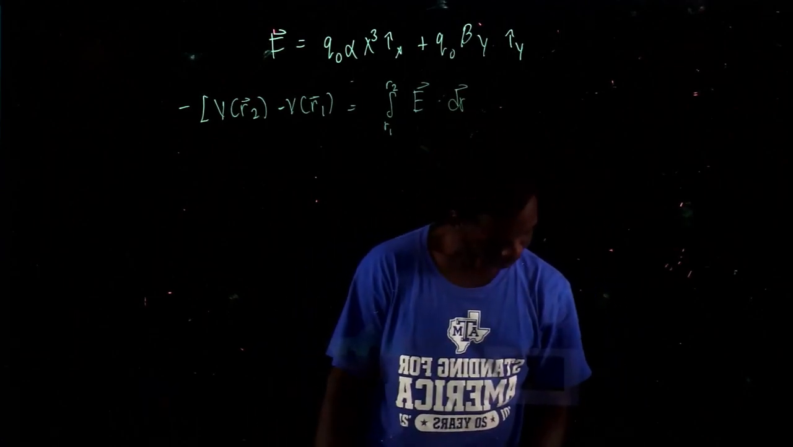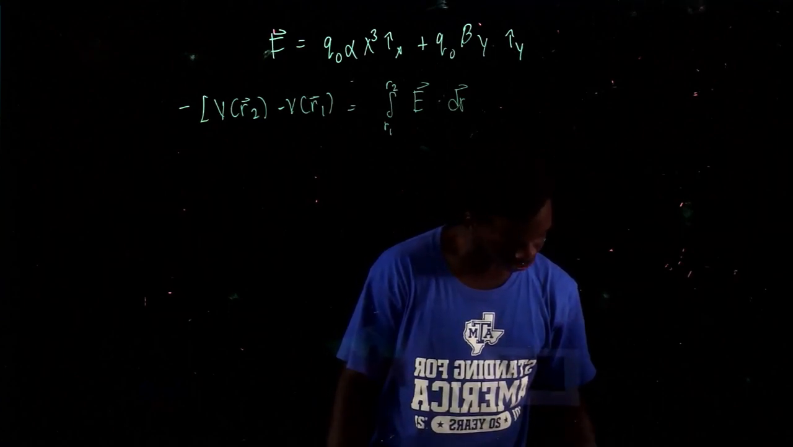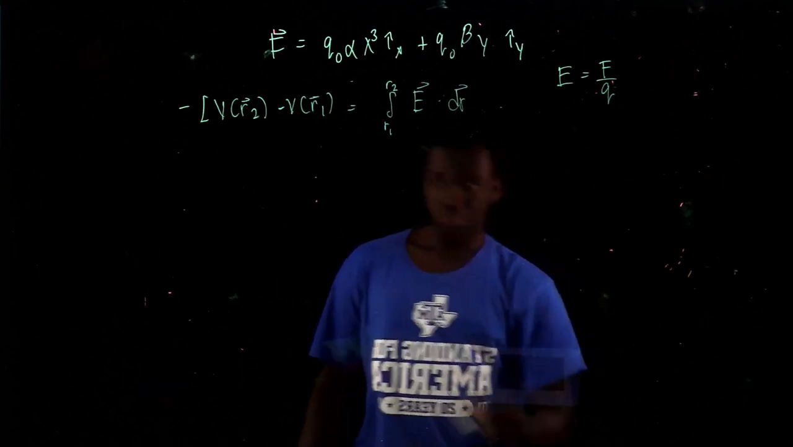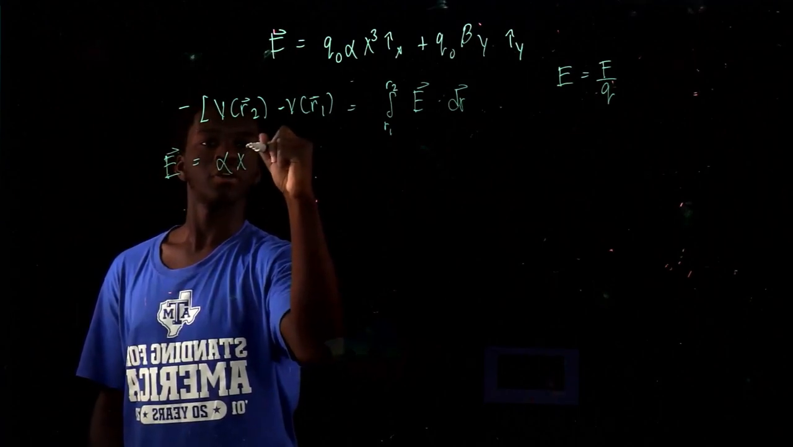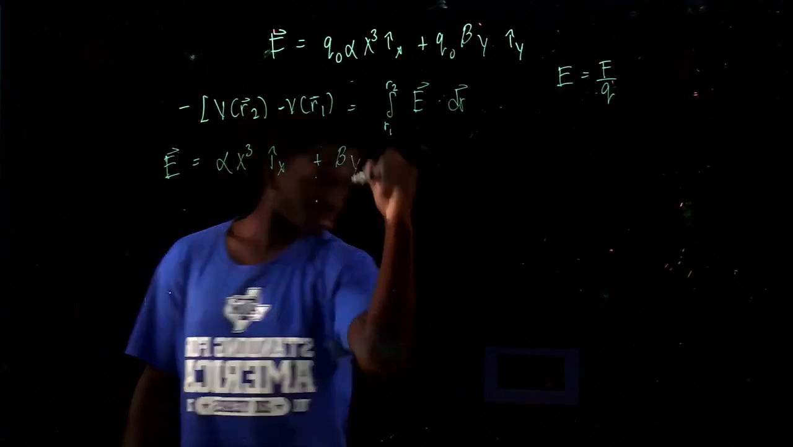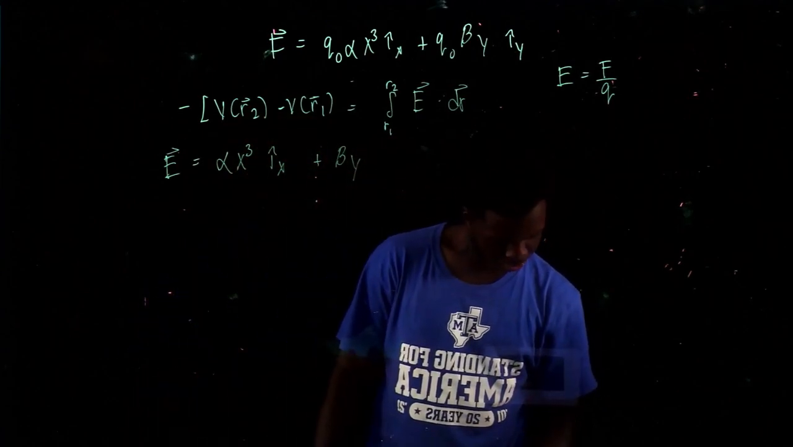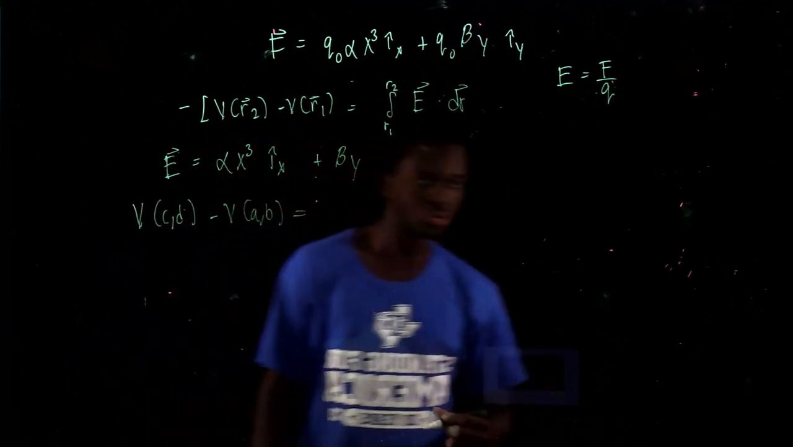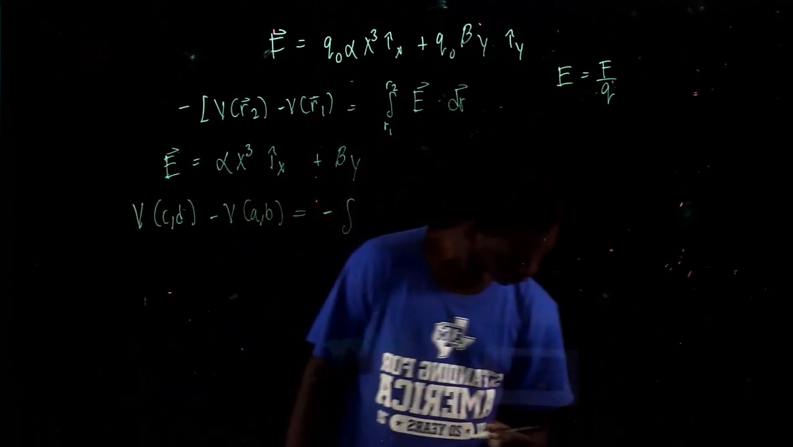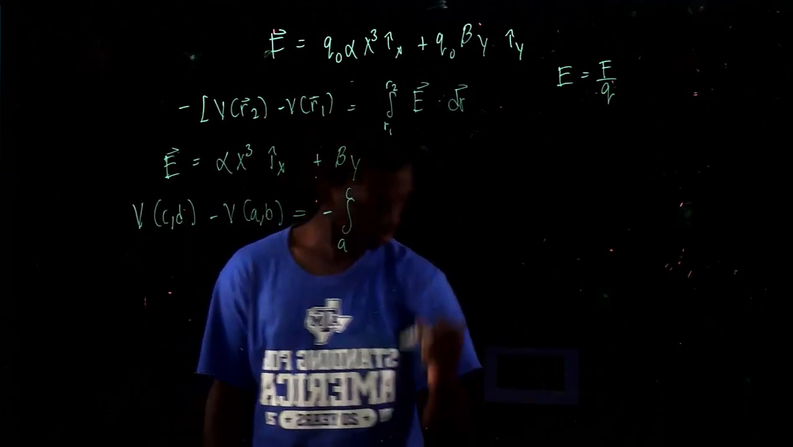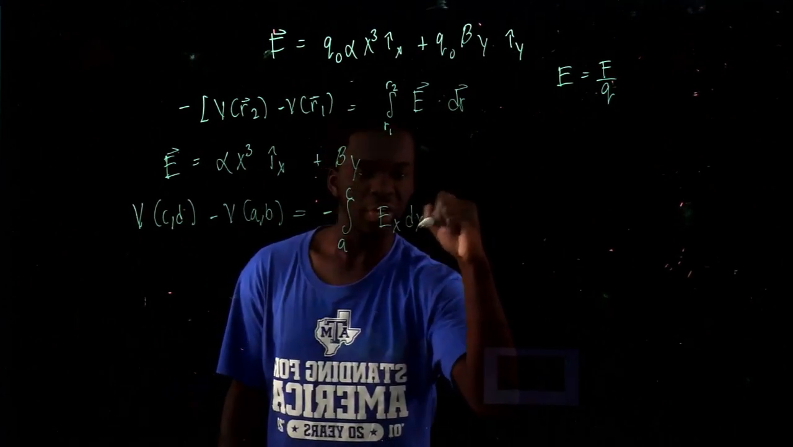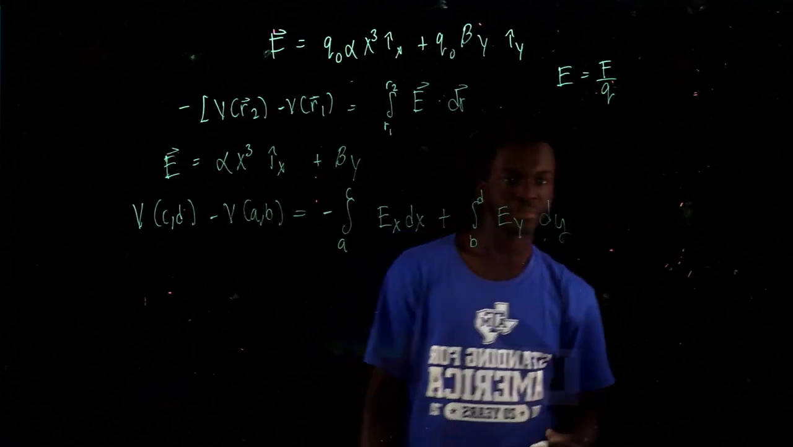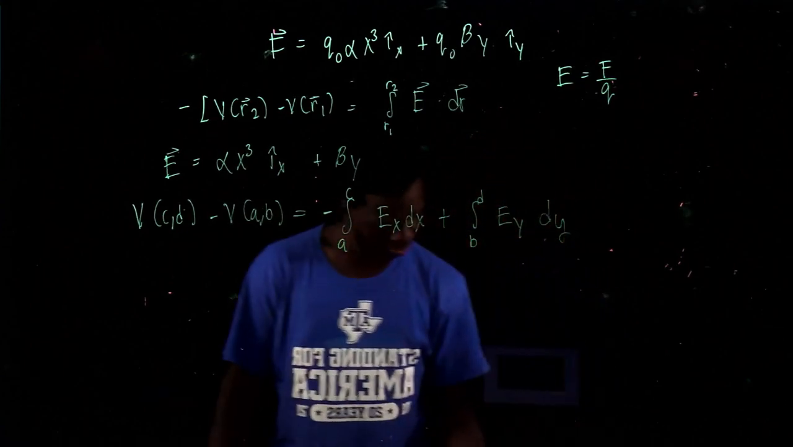So let's take the integral. We know E is equal to F over Q, so to find the E, we just divide by Q. Now we know E is going to be alpha X cubed IX plus beta Y IY. Okay, so now we can get started. We're going to do V CD minus V AB, which is equal to negative integral of A to C in the x direction Ex dx plus B to D Ey dy, and then we take the integral of this.